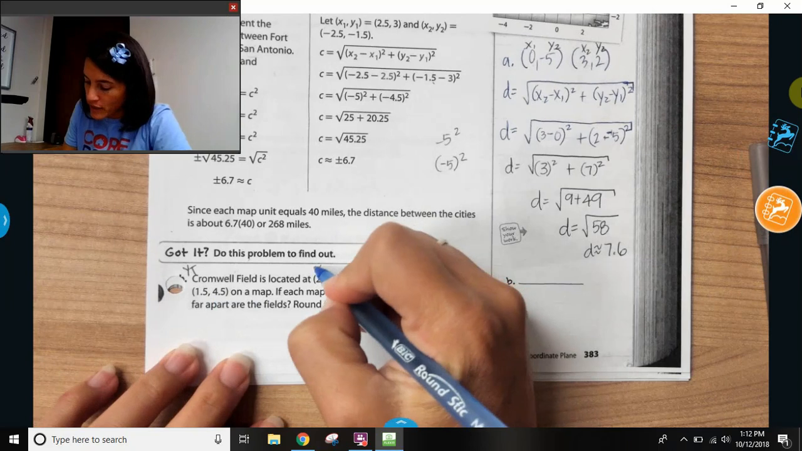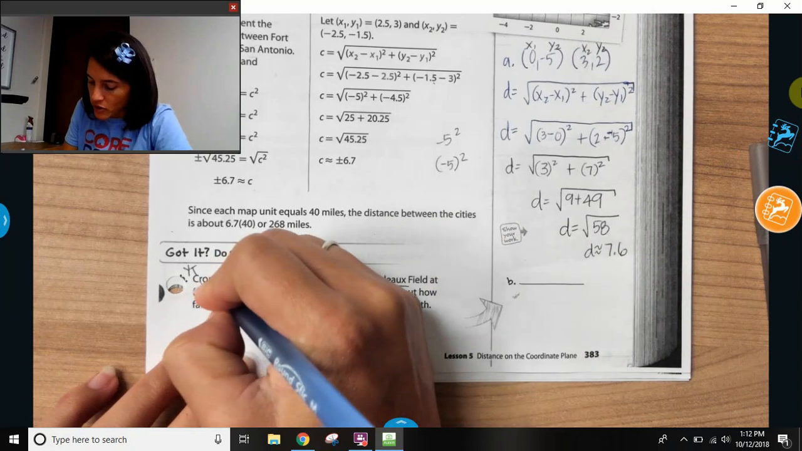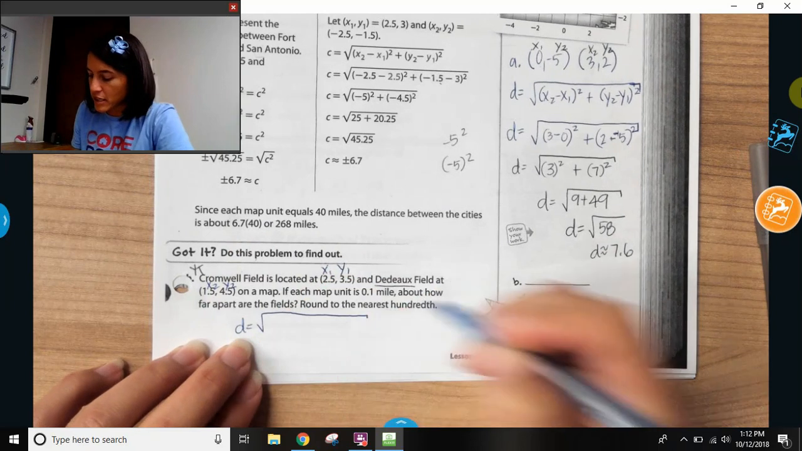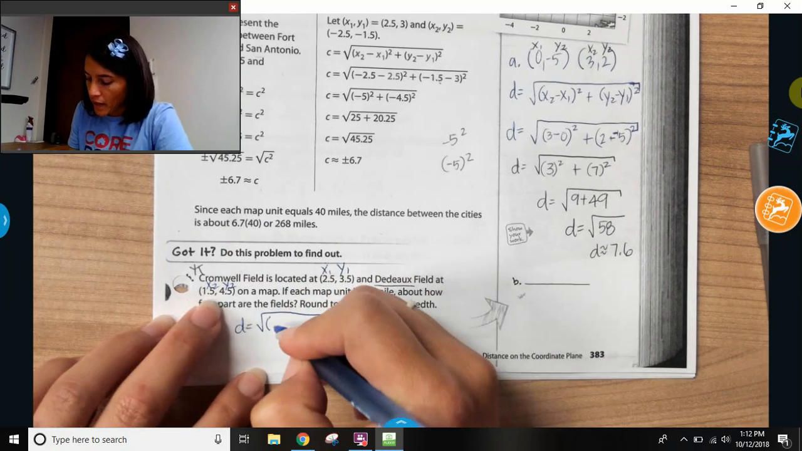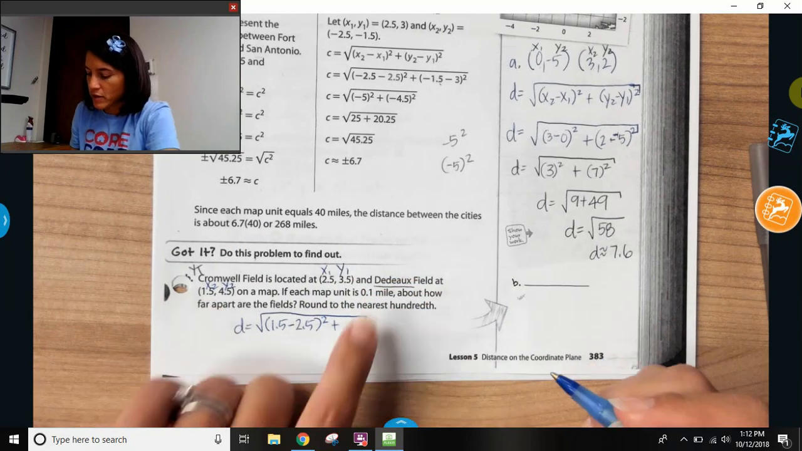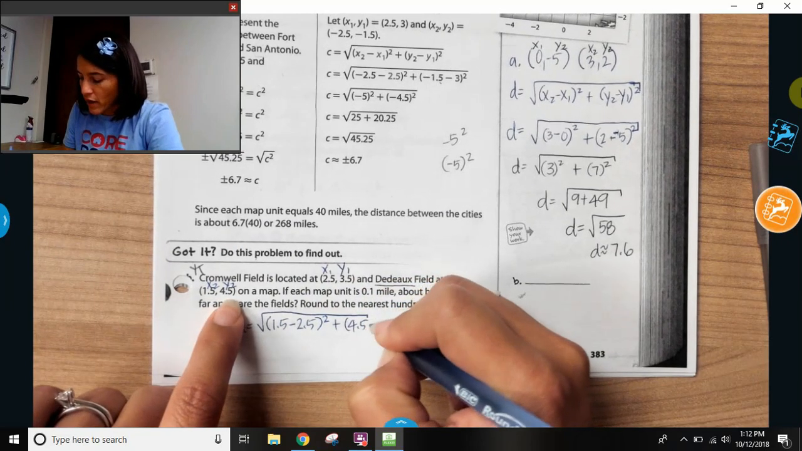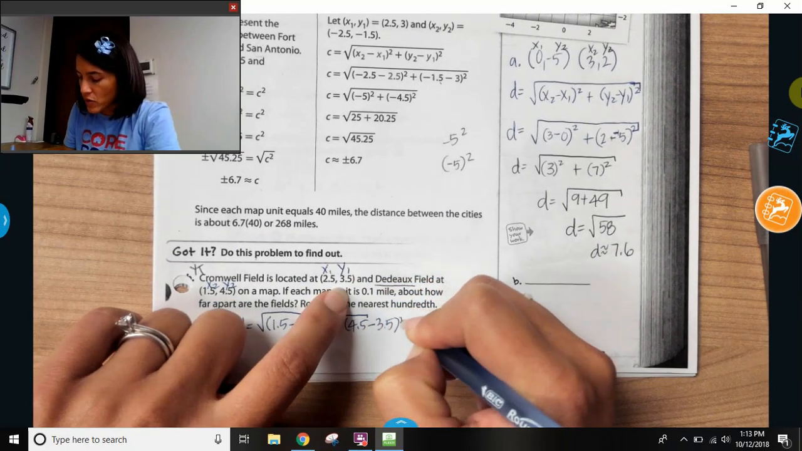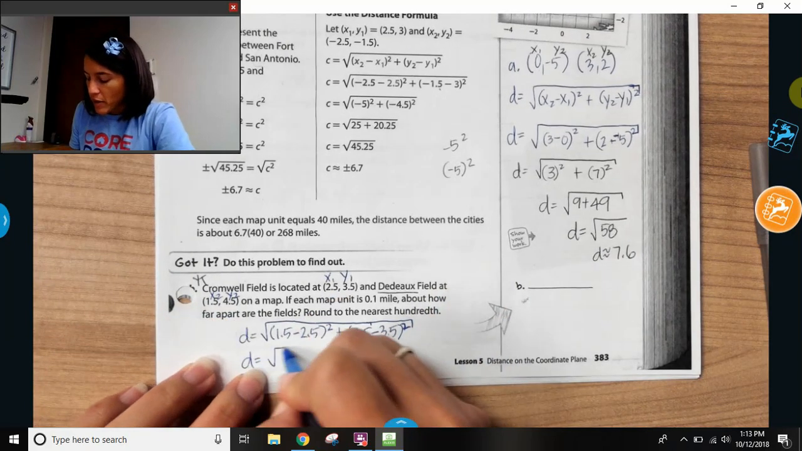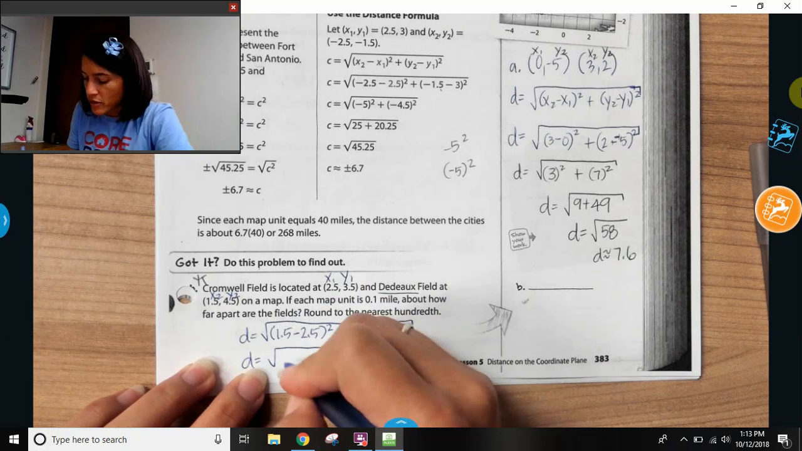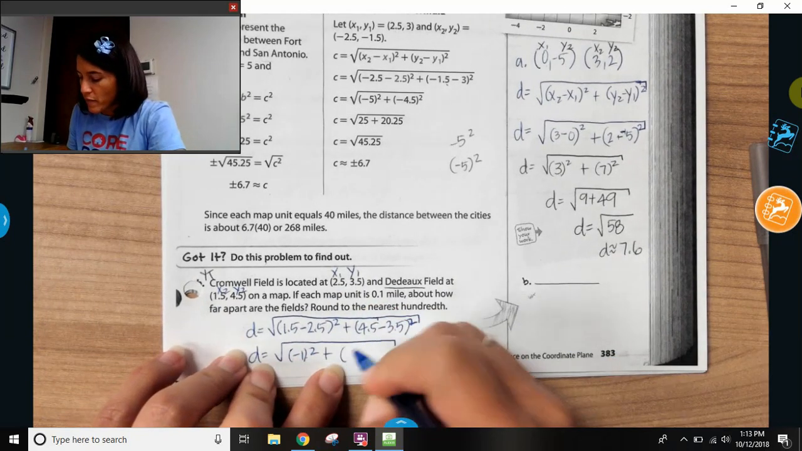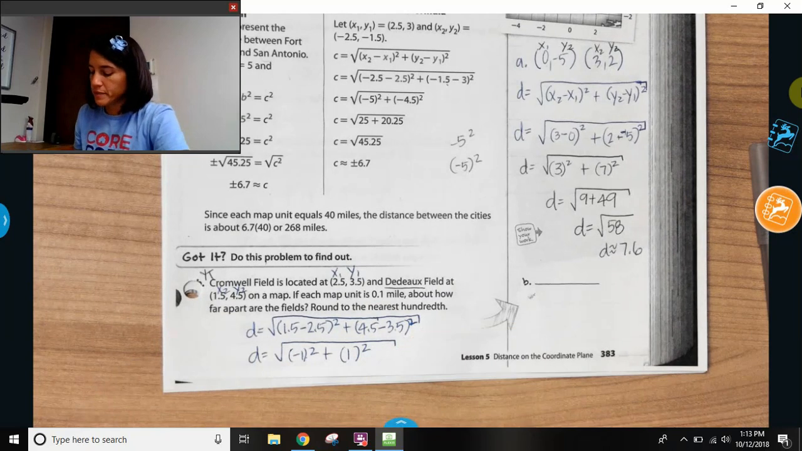All right, so we have our 2 points, x1, y1, x2, y2, and we're going to plug them into the distance formula. 1.5 minus 2.5 squared, 4.5 minus 3.5 squared. Oh, I'm going to run out of room. All right, 1.5 minus 2.5 is -1 squared. 4.5 minus 3.5 is 1 squared.